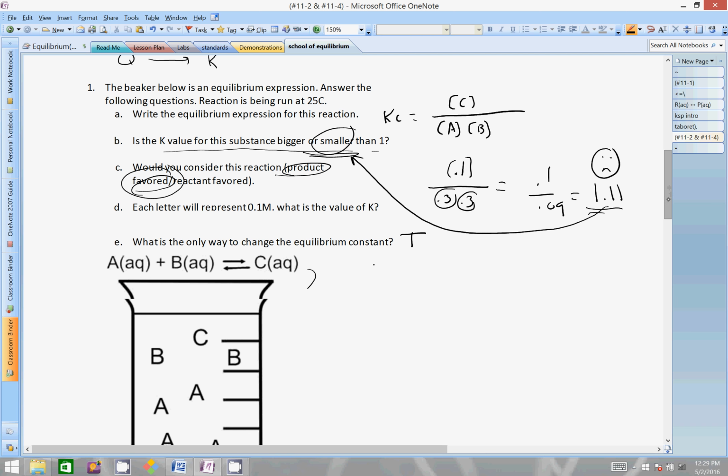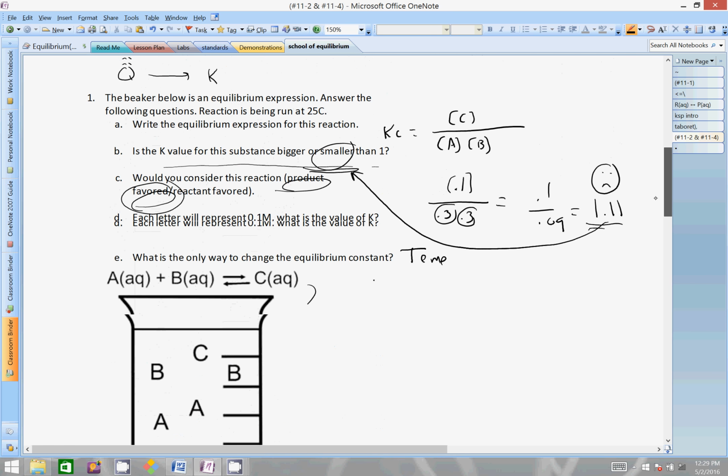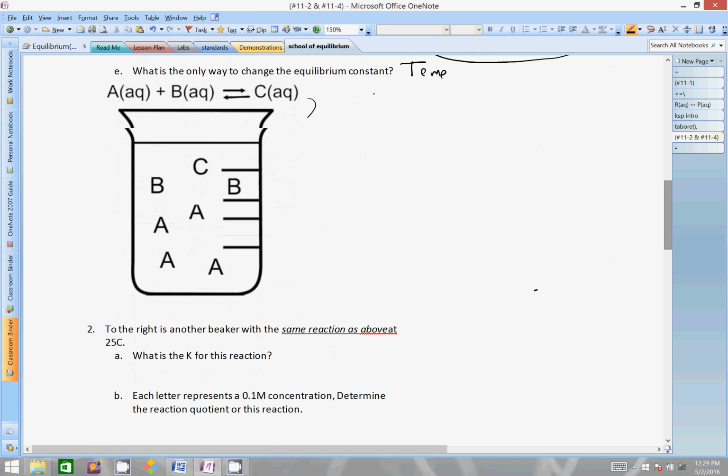Alright. Next problem. This thing has changed, and we have a new picture, same equation. Okay, so what's the equation? What's the K for this guy? Same temperature. We're looking at 1.11, no units. Each letter represents 0.1. Determine the reaction quotient for this picture.